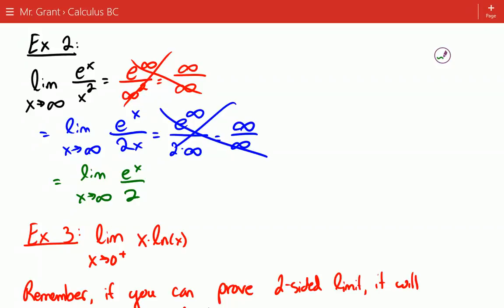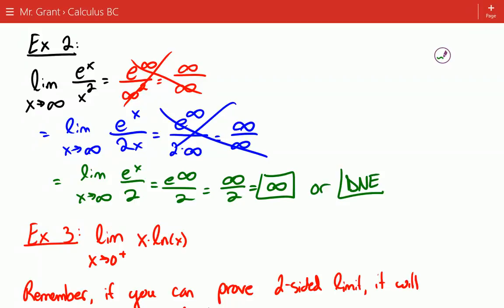So now we have e to the x over some constant, which gives us an infinitely large number when we plug infinity in over 2. And we know something infinitely large divided by 2 is still infinitely large, so our limit is positive infinity. Or on the AP test, it's completely appropriate to put does not exist. They will accept either one.